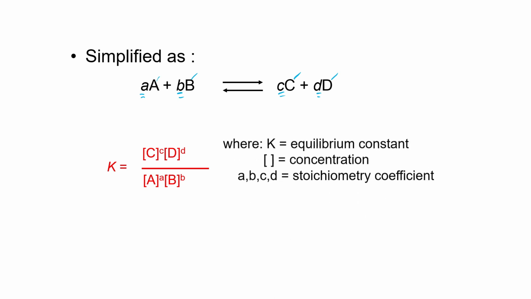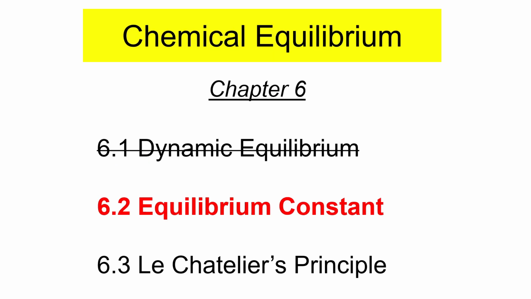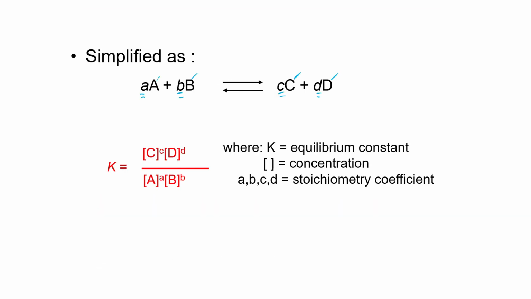Okay, di mana K ialah equilibrium constant, then square bracket bermaksud concentration, and a, b, c and d is stoichiometry coefficient. So kita akan discuss further this part di dalam chapter 6.2.